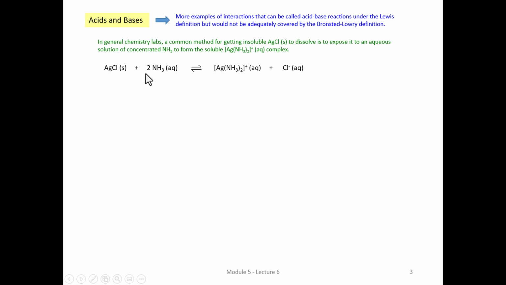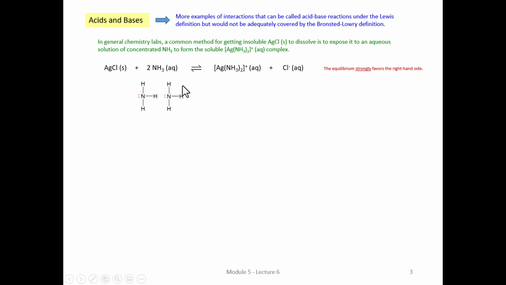Now we can write an equilibrium expression for this: silver chloride solid plus the two aqueous ammonia molecules forming the silver ammonia complex and free chloride. Now this equilibrium strongly favors the right-hand side, which is why it's such a handy way to get silver chloride to dissolve in an aqueous solution.